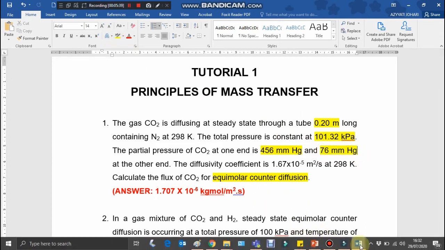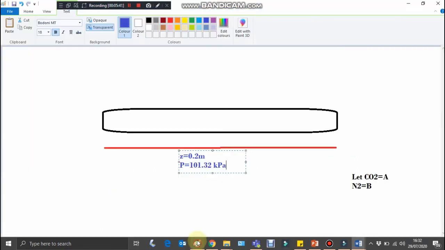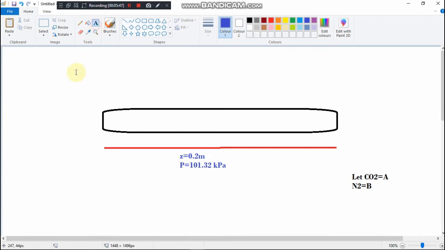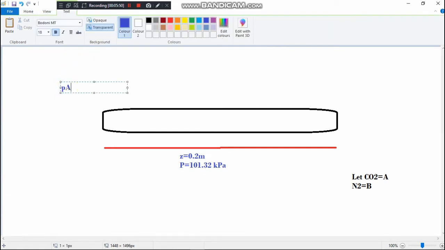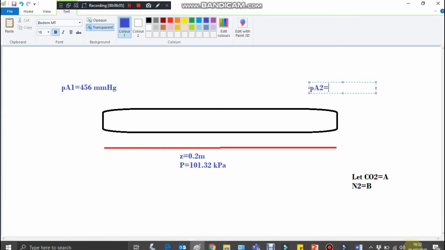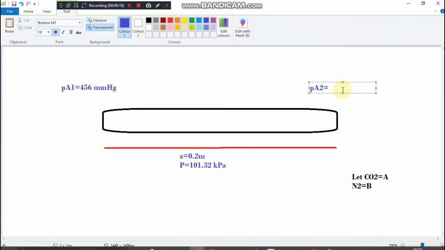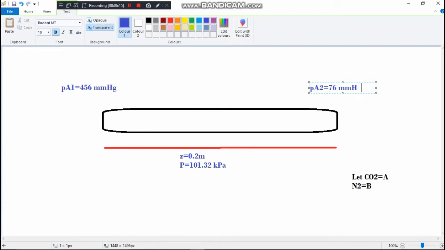So PA1 is equal to 456 mmHg, and the second point here, point number 2, PA2 is equal to 76 mmHg.